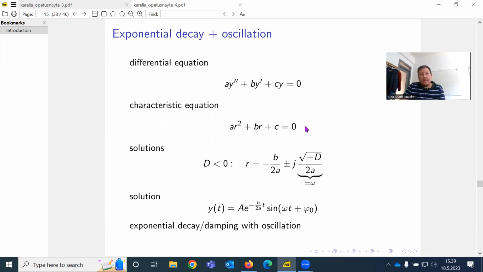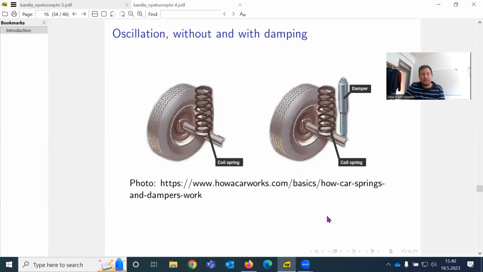However, if in the characteristic equation d is negative, we will get that r also has an imaginary part. In that case, the solution will have an exponential decay component and an oscillation component with some angular frequency. Let's talk about these oscillations. Without any damping, the oscillation will continue forever. If we add some damping, the oscillation will finally stop.